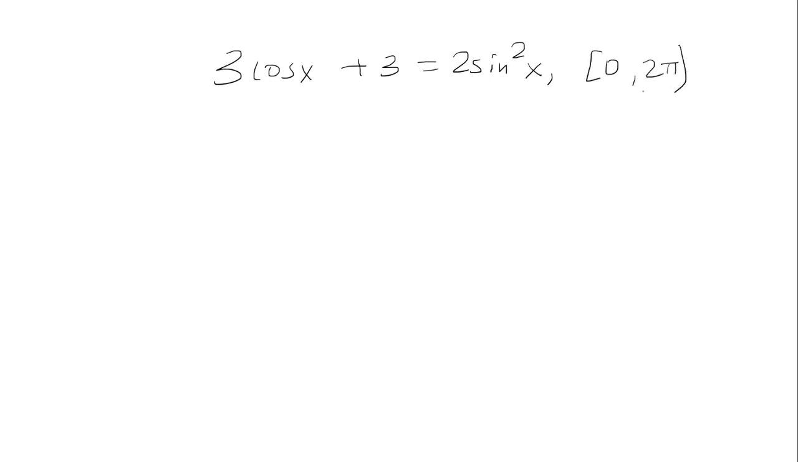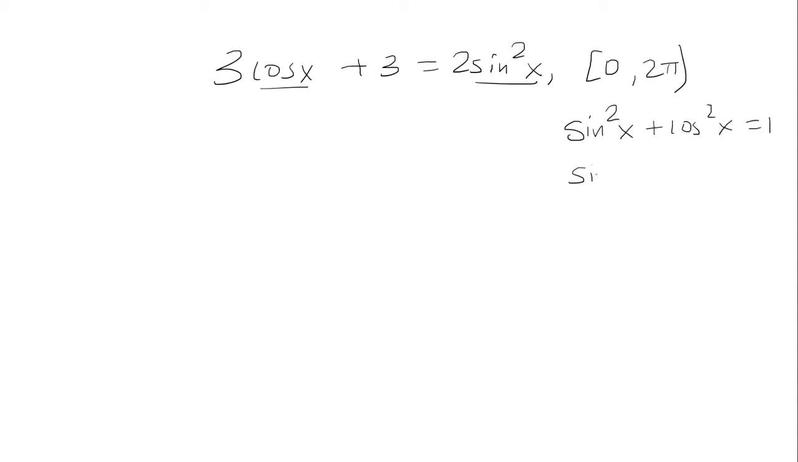We have the equation 3 cosine x plus 3 is equal to 2 sine squared x, where x is in the interval from 0 to 2 pi. So in order to solve this, I want to make sure that we can have both sides of the equation in terms of either cosine or sine. So the easiest way to do that is to notice that sine squared plus cosine squared is 1.